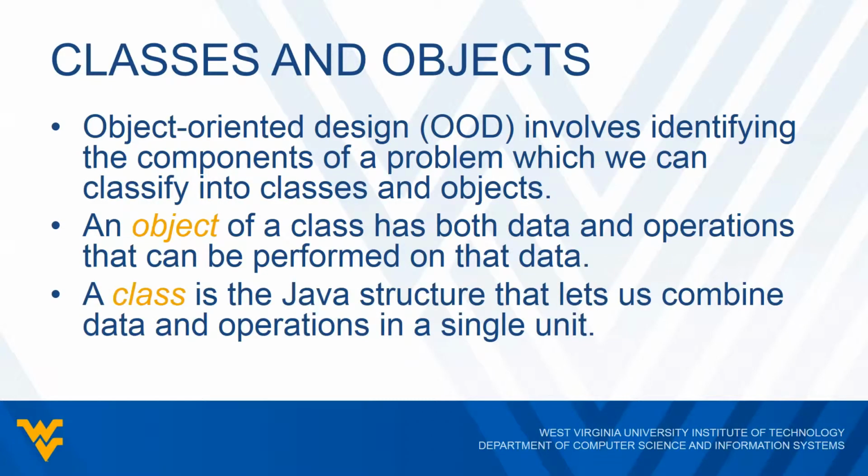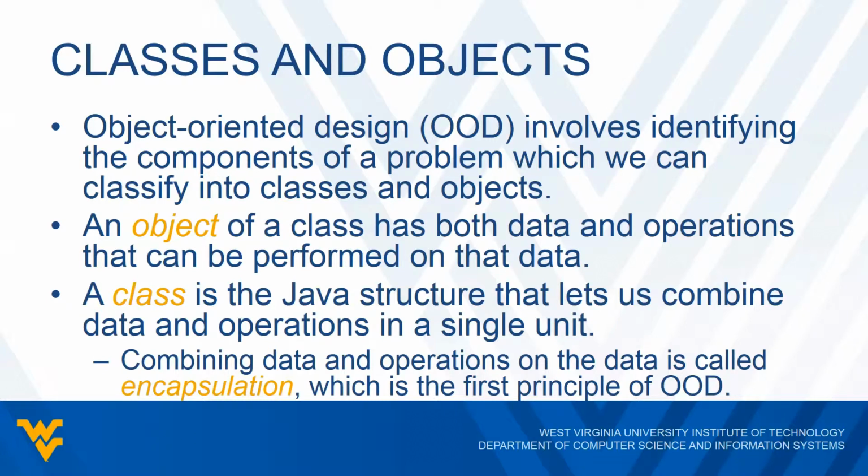Now, a class is just the Java structure that lets us combine the data and operations into this single unit. So we're taking the attributes and the operations and putting them together in something that we can write code about. This whole process of combining our data and our operations is what we call encapsulation, and this is the first key principle of object-oriented design.